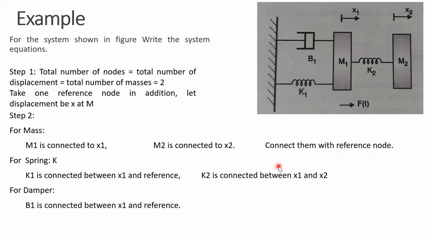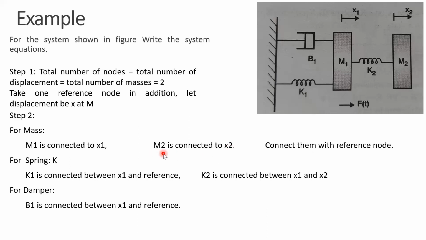So first, while drawing the network diagram, you have to draw two nodes x1 and x2. You have to draw an additional node, the reference node, and in between x1 and reference you have to connect mass 1, and in between x2 and reference you have to connect mass 2.